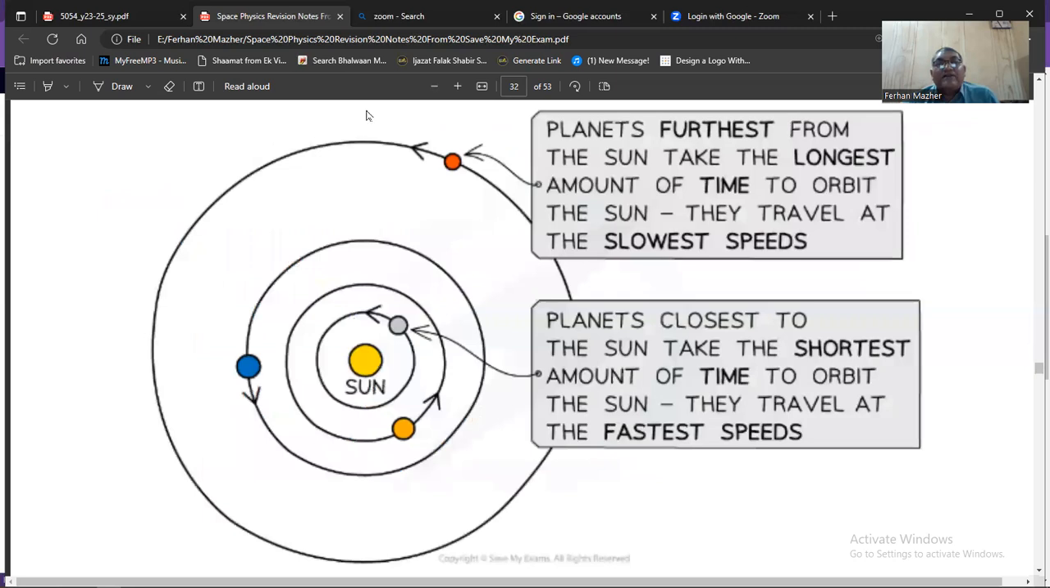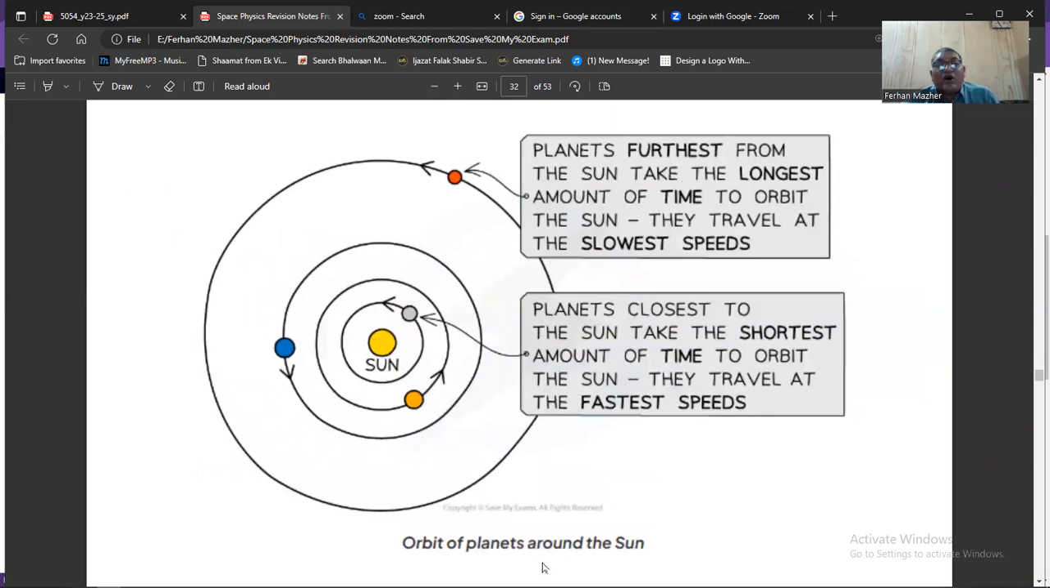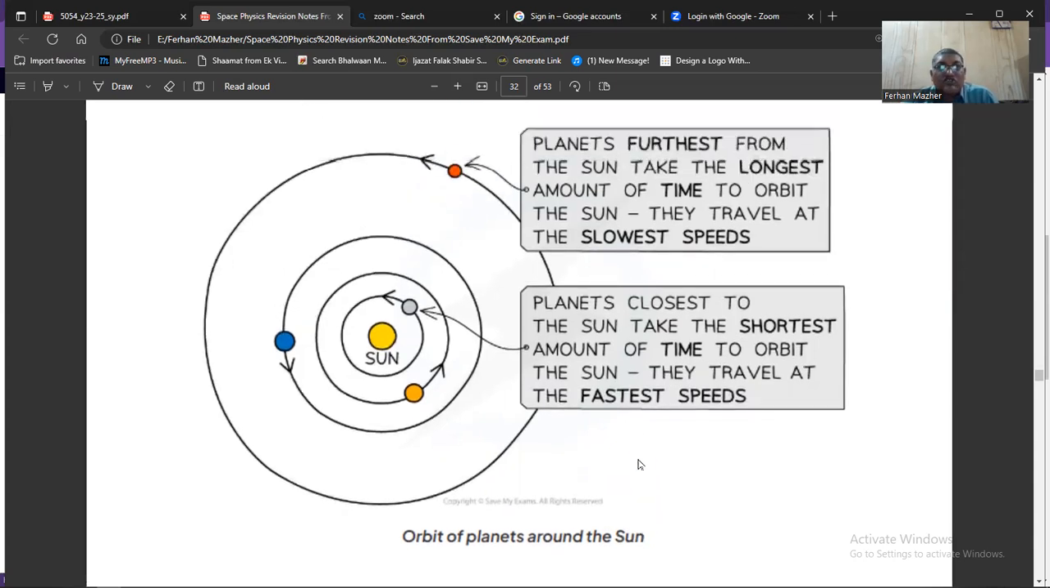Here we have another diagram. It shows the orbits of the planets around the sun. So this is the sun, and these are the orbits. They are moving anti-clockwise. The planets furthest from the sun take the longest amount of time to orbit the sun. They travel at the slowest speed. The planets closest to the sun take the shortest amount of time to orbit the sun. They travel at the fastest speeds. Remember this diagram.